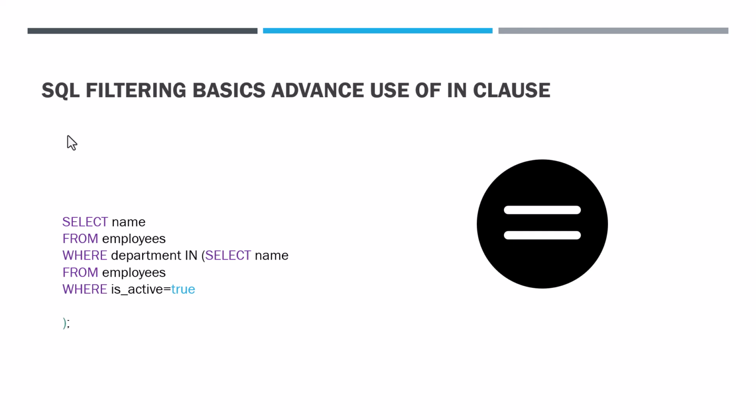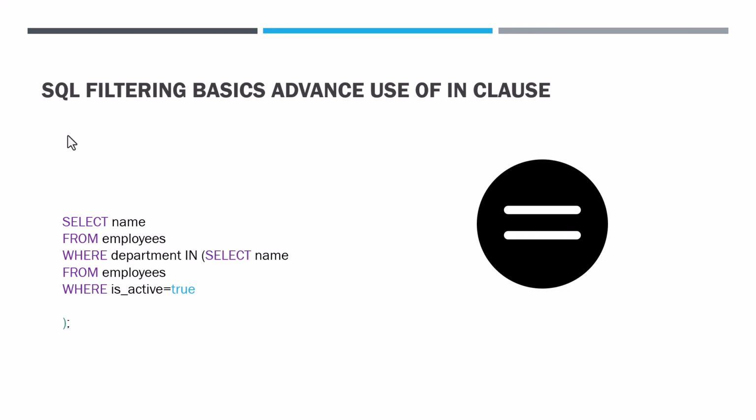There's another one: if you wanted to use a subquery, you can use a subquery with the in. For example, maybe you want to find out all the employees who are active at this point in time. You could say give me all the names of the employees from department where the name in, select name from employees where is active is equal to true, and that would filter out all the employees who are active.